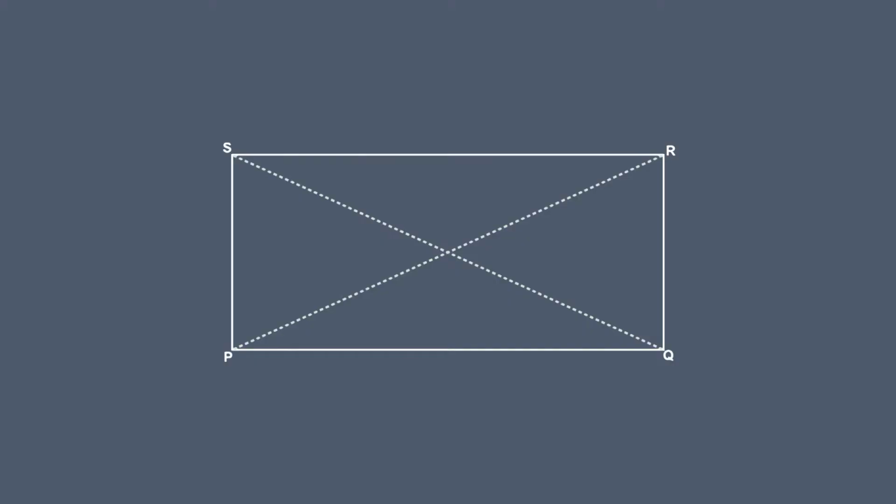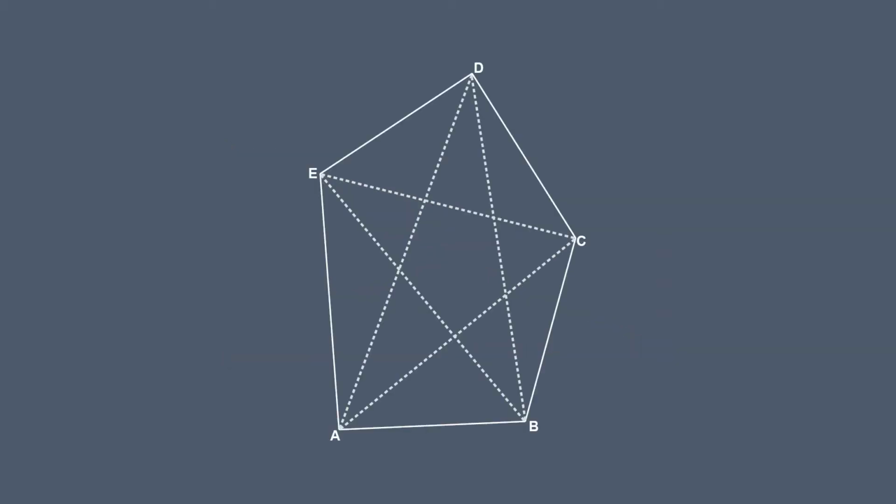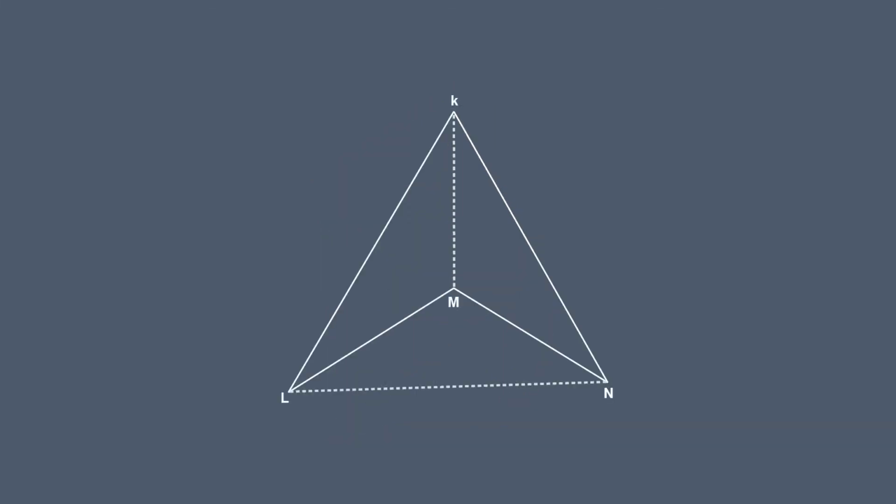In polygons having 4 or more than 4 vertices, we see that we can draw line segments to join 2 non-consecutive vertices. For instance, consider this quadrilateral PQRS. Here, line segments SQ and PR. Consider a pentagon ABCDE. Here, the line segments AD, AC, BE, BD and CE. And consider this quadrilateral KLMN. Here the line segments KM and LN.